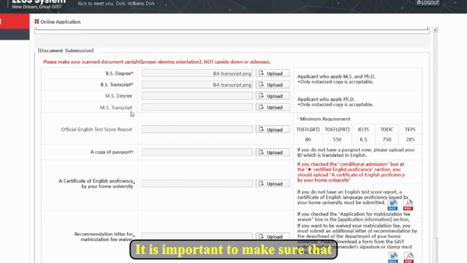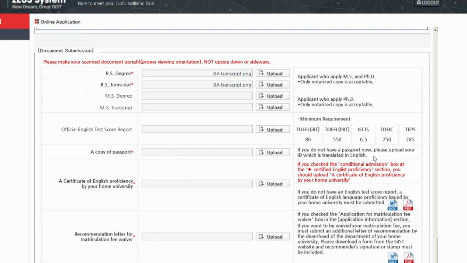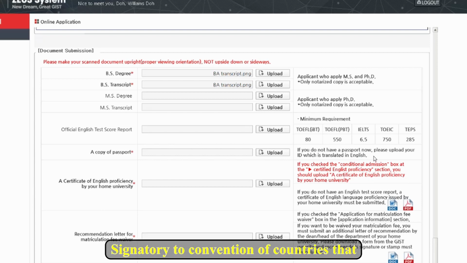It is important to make sure that when you're applying for this degree at Gwangju Institute of Science and Technology, you have already notarized your documents at the Korean Embassy, or maybe you've authenticated them. You've notarized them at the Ministry of Foreign Affairs if your country is a signatory to the Convention of Countries that are authorized to notarize documents, or you've authenticated your documents at the Korean Embassy. There is a process for that. So it's important to take note of this. It says only notarized copy is accepted, so you must make sure you notarize the document.